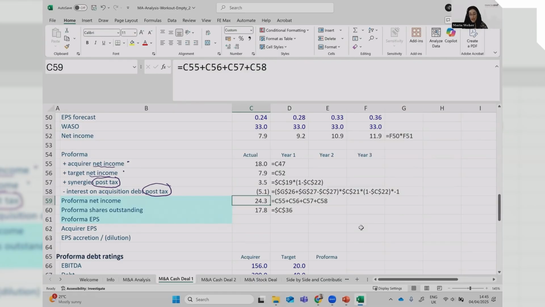We've already worked out our pro forma shares outstanding. We've worked out that 17.8. So this is the second element of the financing impact. If I pay with equity, I issue more shares. So I've got to take that into account, which I have. And now my pro forma EPS is looking at the pro forma net income divided by the pro forma number of shares outstanding. And that gives me 137 for the combined entity.